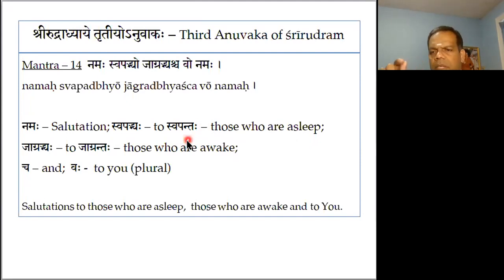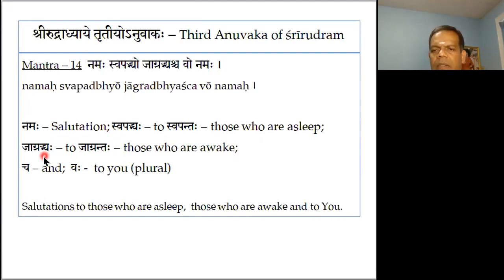Swapanta actually has two meanings. People who are sleeping who are also dreaming. Also, you can look at it that way. Swapna also comes from swapanta. Only those who are asleep will dream also. So it covers that also. So, Swapadbhyaha Namaha. To all the swapantaha, our salutation. To all those who are asleep, we salute.